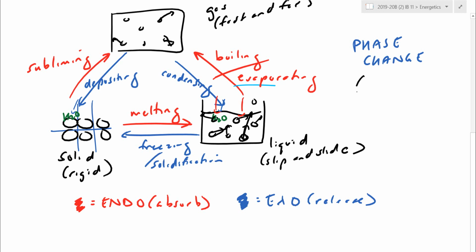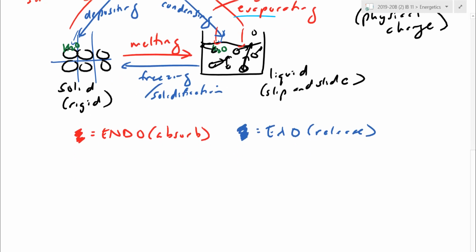Phase change, just a note here, is a physical change. Nothing has actually happened to the bonding. It's the exact same H2O before, exact same H2O afterwards. So definitely know the names of these state changes. Definitely know which ones are exo and endo. If you totally blank out, you can think of it as a reaction. So let's say I go gas to liquid.